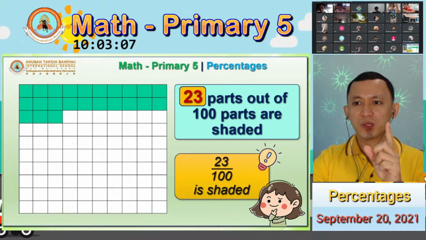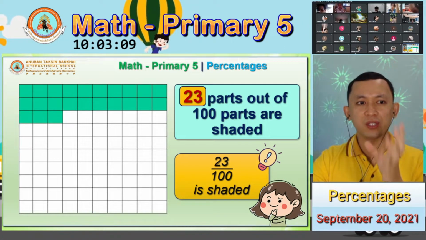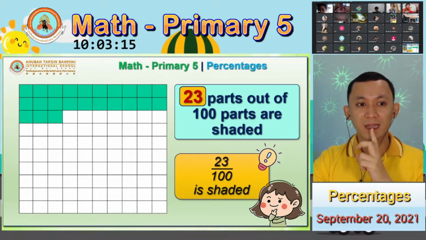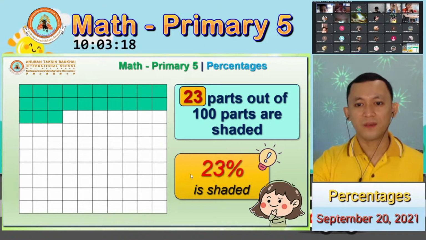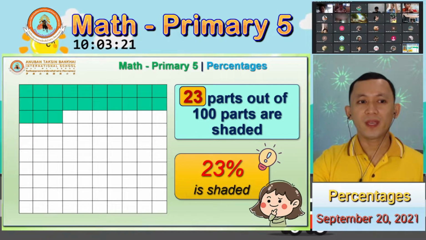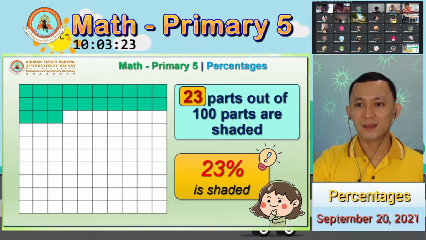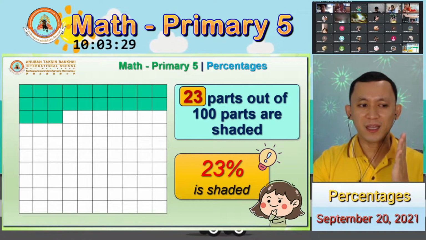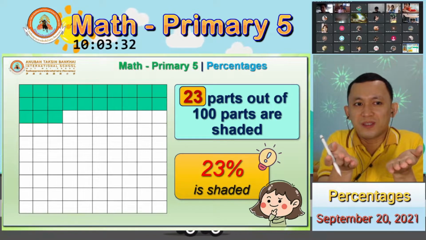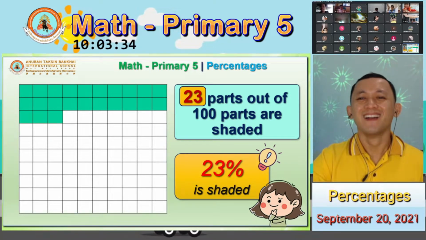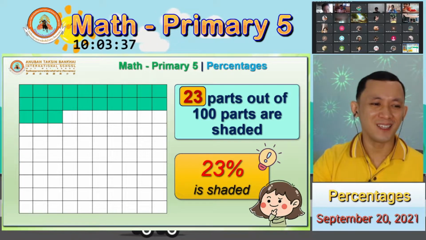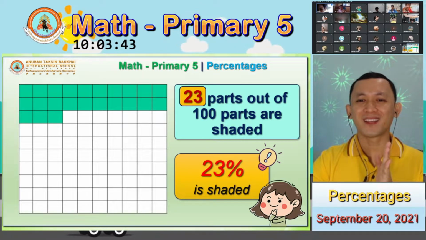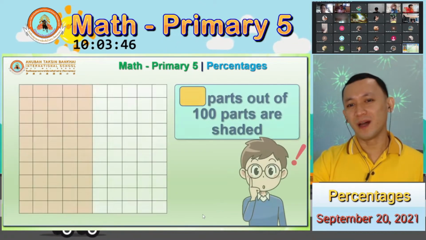If we are going to write this into percent, how do we write this in percent? 23%. Okay, very good. So therefore, we have 23%. Easy, yes or no? Easy. So very easy. Okay, 23%.